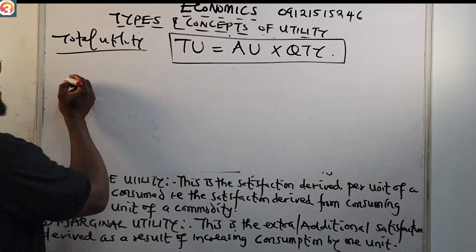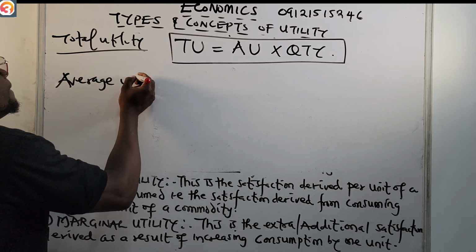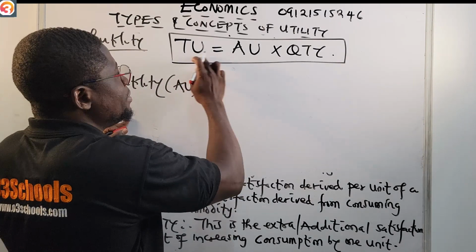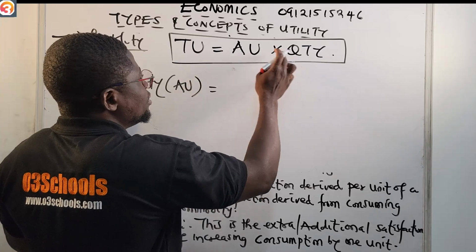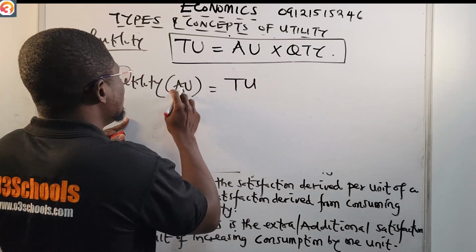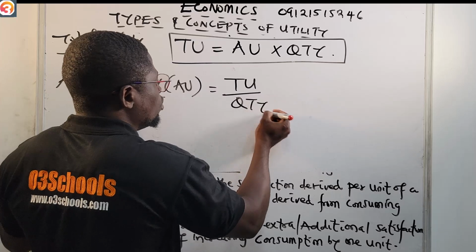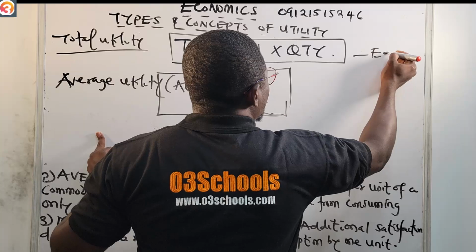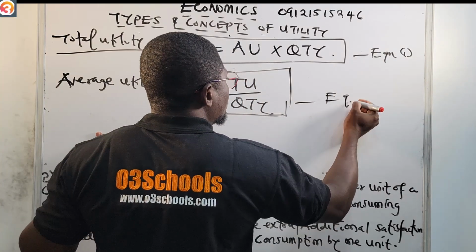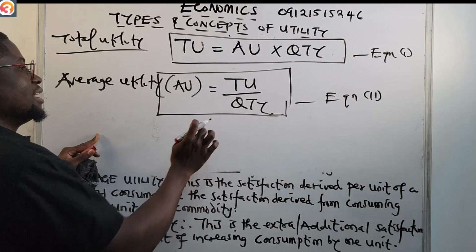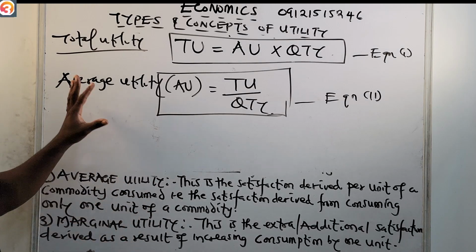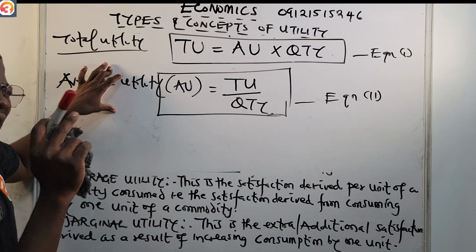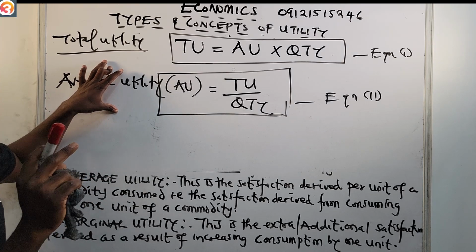All right? So that is average utility. And we say that average utility, AU, is equal to what? Now, obviously, from here, we can get to our average utility. So, just divide both sides by quantity. It means that average utility is total utility over quantity. Please take note of it. This is equation number 2. This is equation 1. This is our formula number 1. This is our formula number 2. Please take note of them. For average utility, the satisfaction we derive is from consumption of only 1 unit of a commodity. That is average utility.